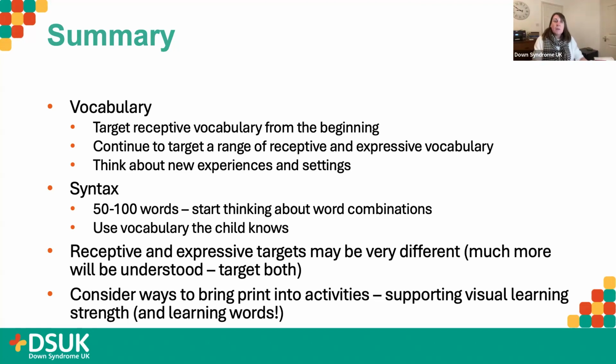Remember about thinking about combining words and that kind of 50 to 100 word stage, which is important. And then thinking about when you're working on putting words together, really using the words that the children are already familiar with. That gap between receptive and expressive targets may mean that those targets may look very different, and that's absolutely fine, and it's good to know that. And consider ways to bring print into activities supporting visual learning strengths, and even learning words. We end up going to school with some words we can already read. Wow, what does that say to everybody else?